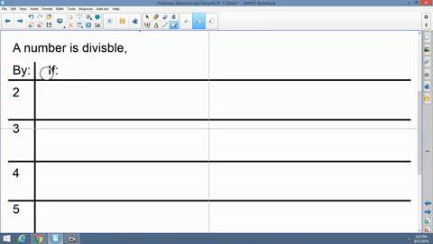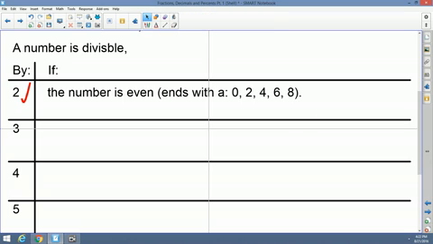So, a number is divisible by 2 if the number is even. If the number ends in 0, 2, 4, 6, or 8, it is divisible by 2. So 12 is divisible by 2. So is 384 because it ends in an even number. Okay? If it ends in a 0, 2, 4, 6, or 8, it is divisible by 2.